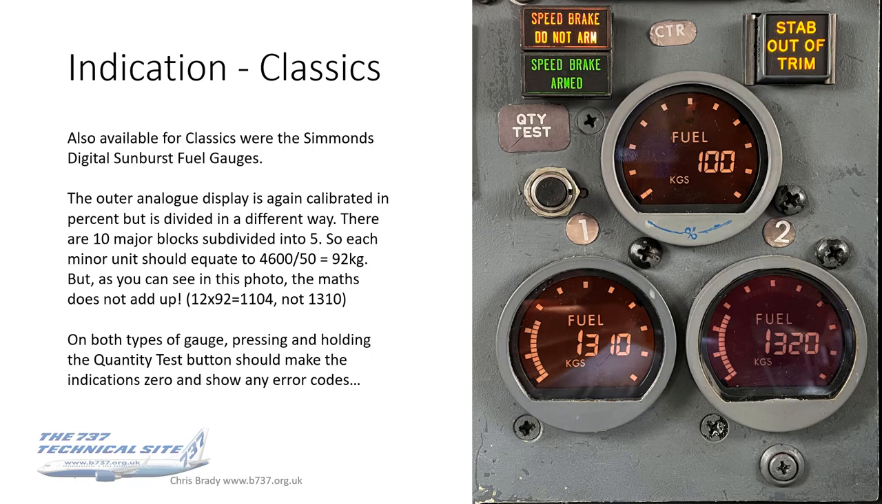But if you do the maths, you've got 92 kilos per block times 12 on the number one tank. That gives you 1104, not 1310. So I don't know why you ever would try and calculate it. I mean, I was just curious, but it doesn't quite work. Just use the figure as given, the 1310 or 1320 in this case, and stick with that.